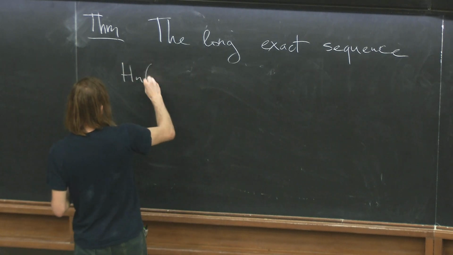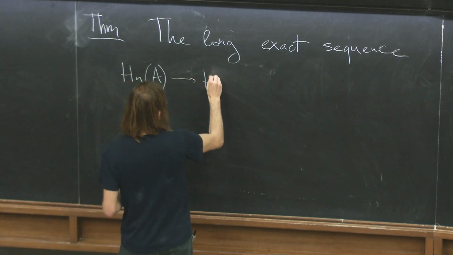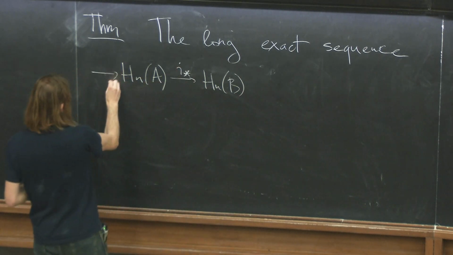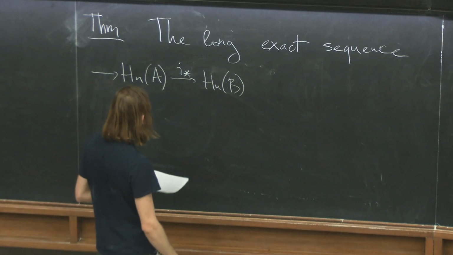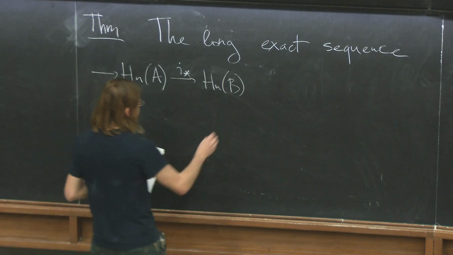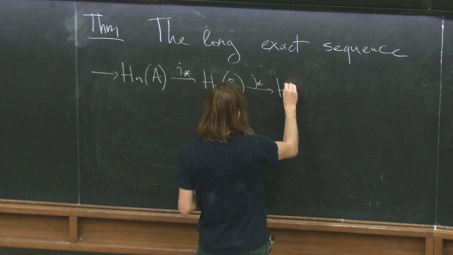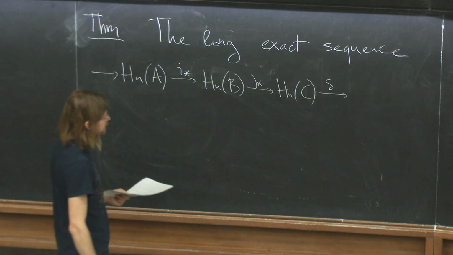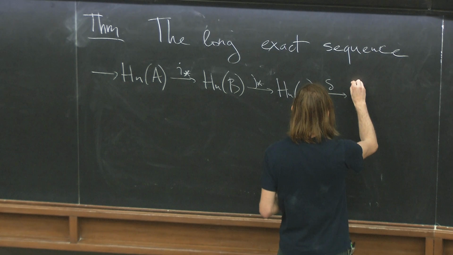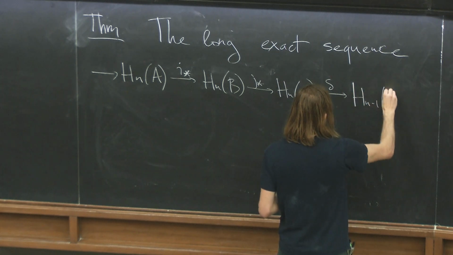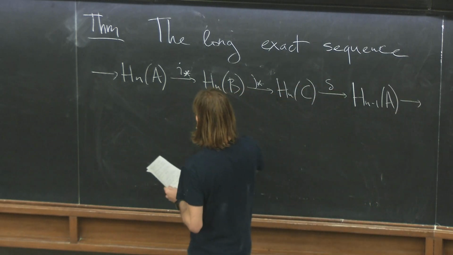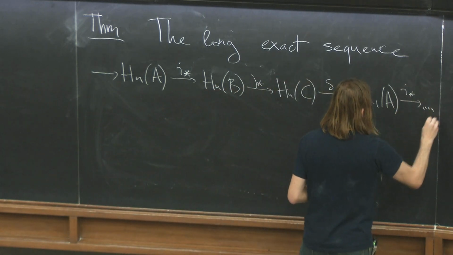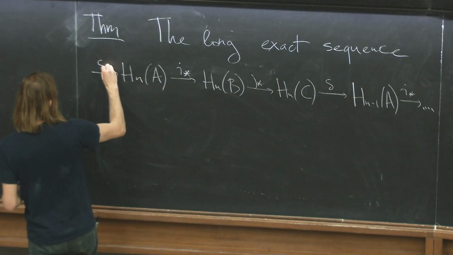You start with Hn of A, and B. Here we are assuming the same setup, where we have this short exact sequence of chain complexes A, B, and C. Then the J star takes us to Hn of C. Then we use this map, which we worked hard to show its existence and we'll define it as delta, which takes us to Hn minus 1 of A. And then we continue as before, but with grading shift by 1. Because this actually comes also from delta.